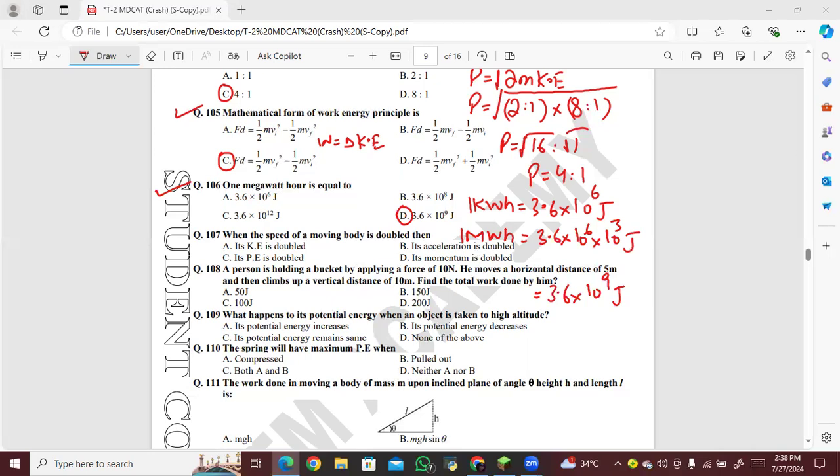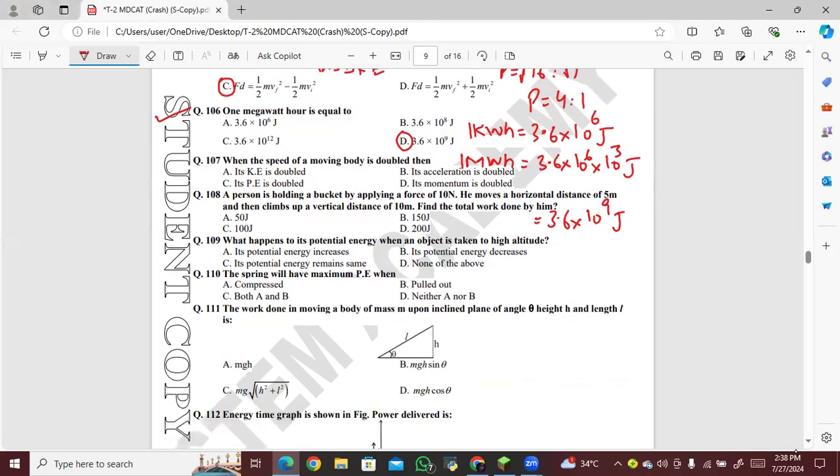So students, its answer is D. When we come to the question 107, when the speed of moving body is doubled, so its kinetic energy is doubled. This option is wrong because kinetic energy becomes 4 times. Because in the formula of kinetic energy, there is square on the value of speed, that is 1 by 2 mv square. So when speed is double, kinetic energy will increase 4 times.